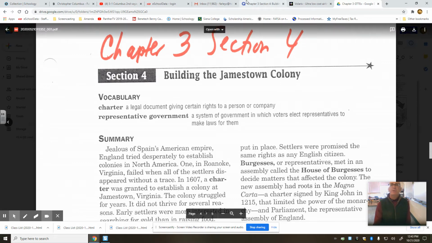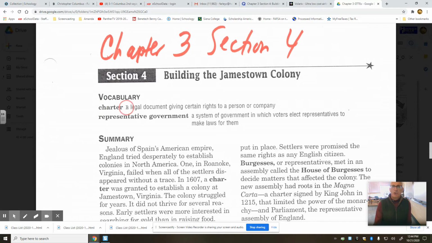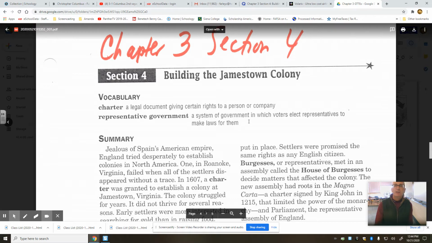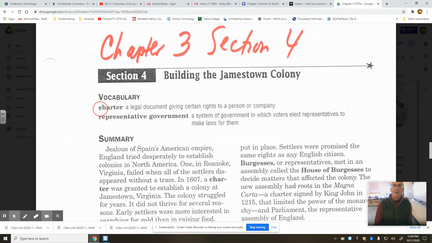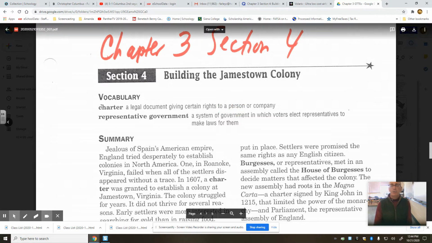We gave you a sneak preview at the end of our last screencast that the Jamestown colony is going to be the first permanent English settlement in North America. Vocab for this section, charter. A charter is a legal document giving certain rights to a person or a company. The settlers at Jamestown had to have a charter, or permission from the English government, to settle at Jamestown. This legal permission was a document giving them rights, a charter.